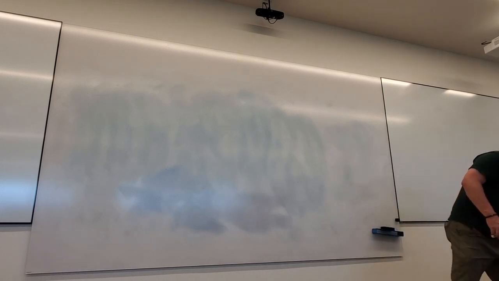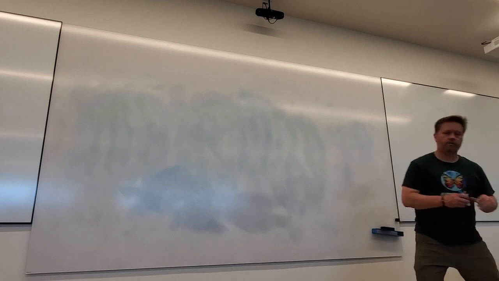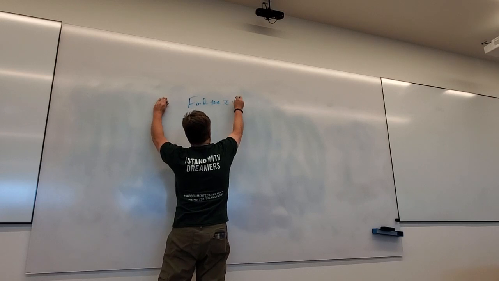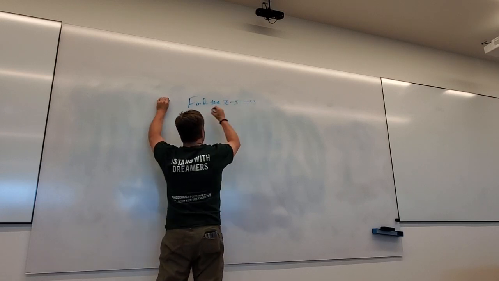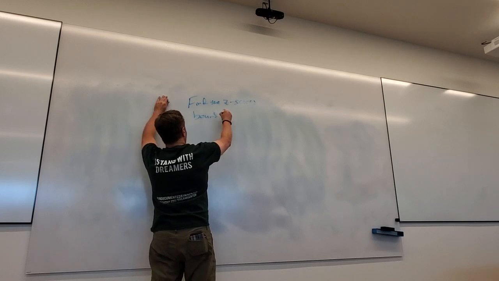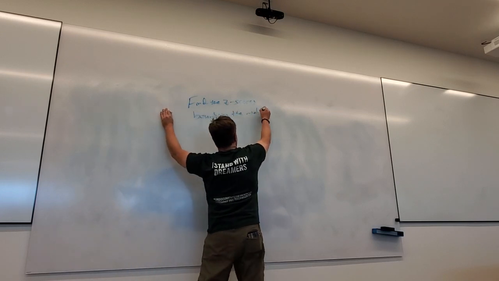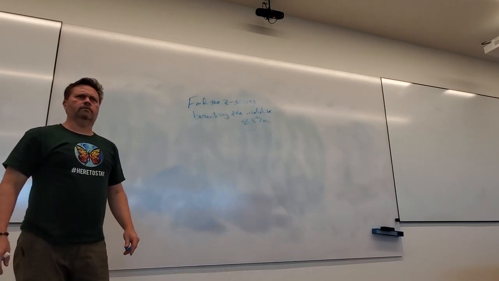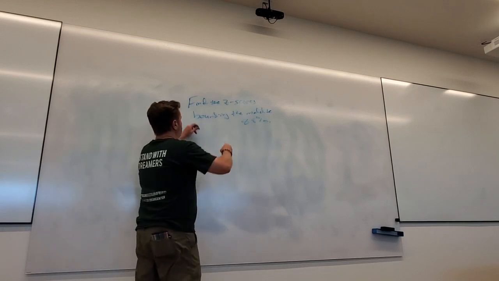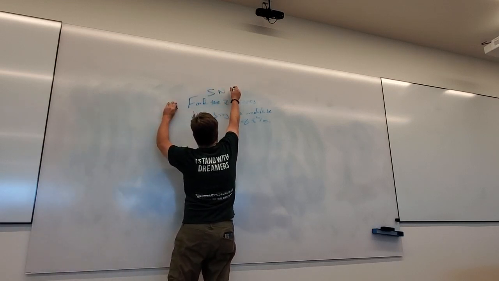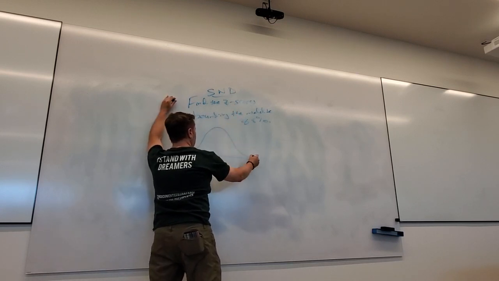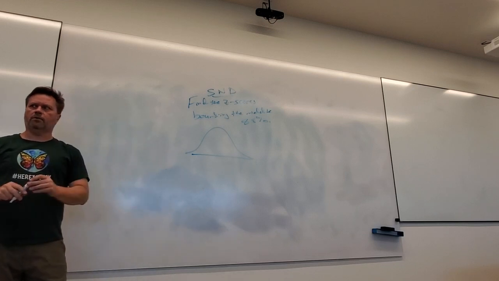Draw a number line with the mean. So if I wanna find the z-scores bounding the middle 88%, let's say, and this is in a standard normal distribution. So the middle 88%, can you guys take a moment and draw that real quick?